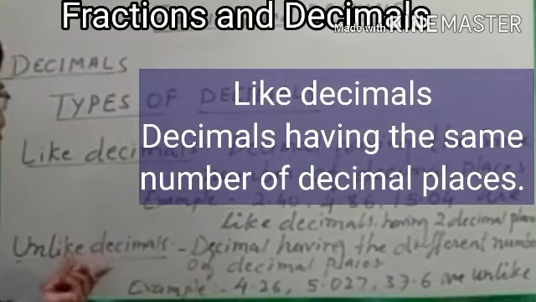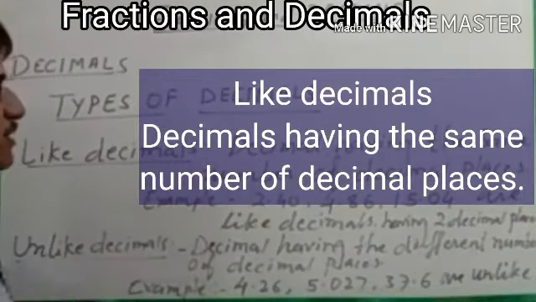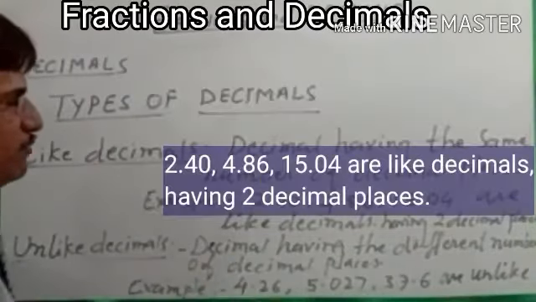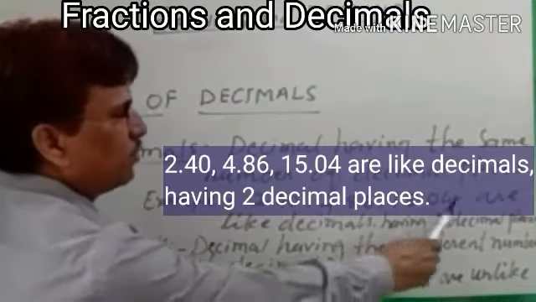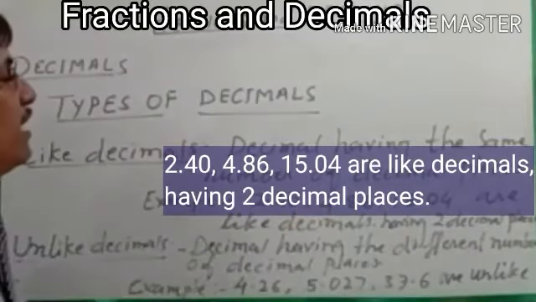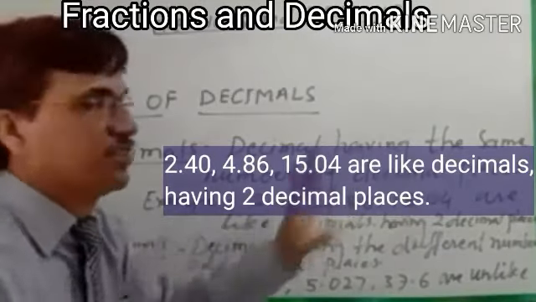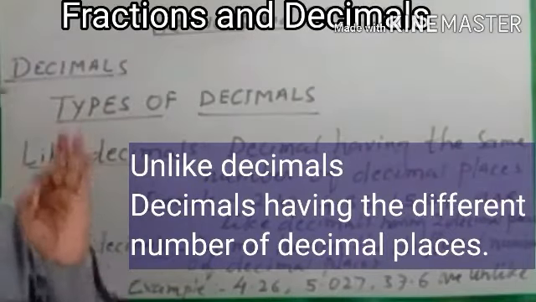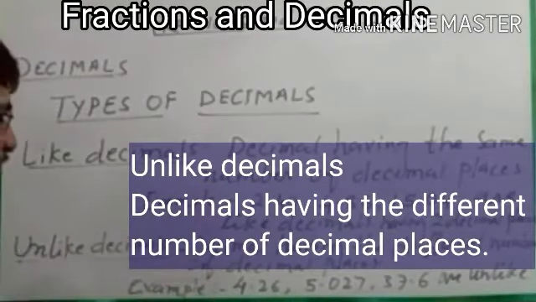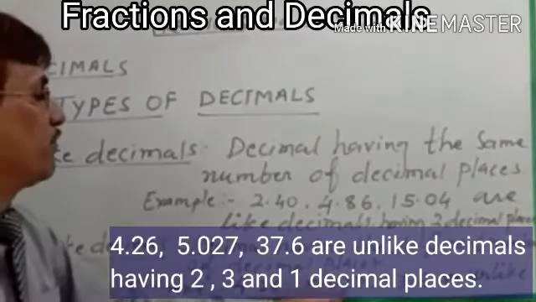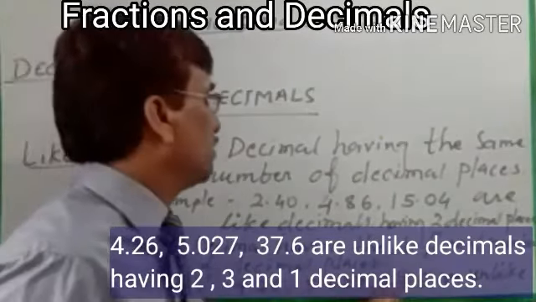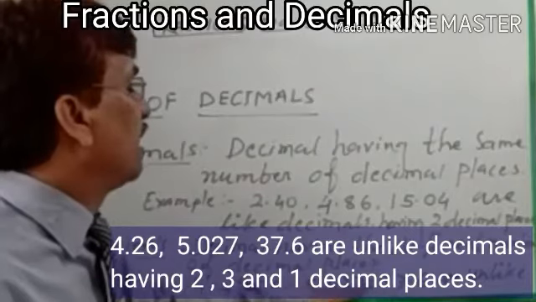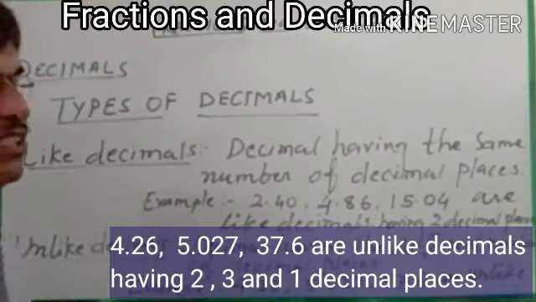Like decimals and unlike decimals. Like decimals are decimals having the same number of decimal places. Example: 2.40, 4.86, 15.04 are like decimals having two decimal places. Now, unlike decimals are decimals having different numbers of decimal places. Example: 4.26, 5.027, 30.376 are unlike decimals having 2, 3 and 1 decimal places respectively.